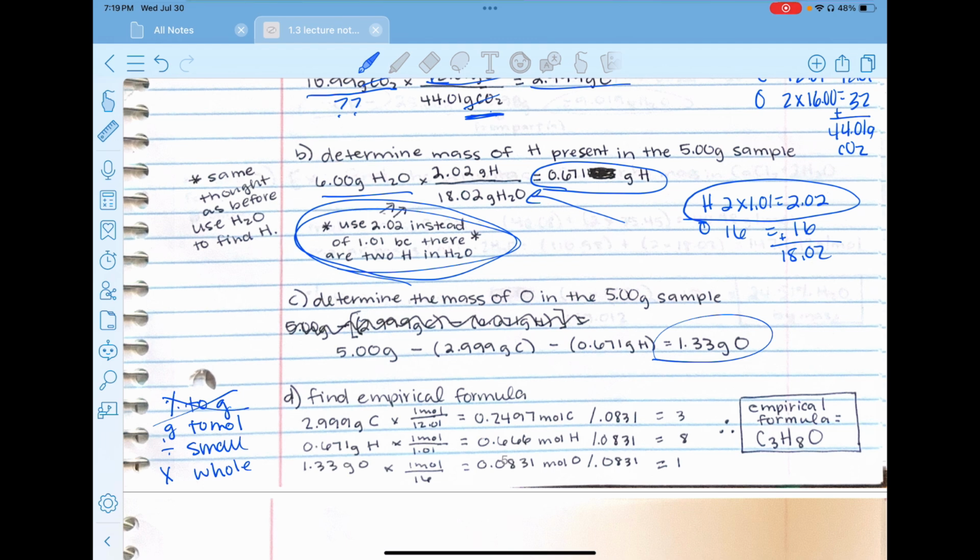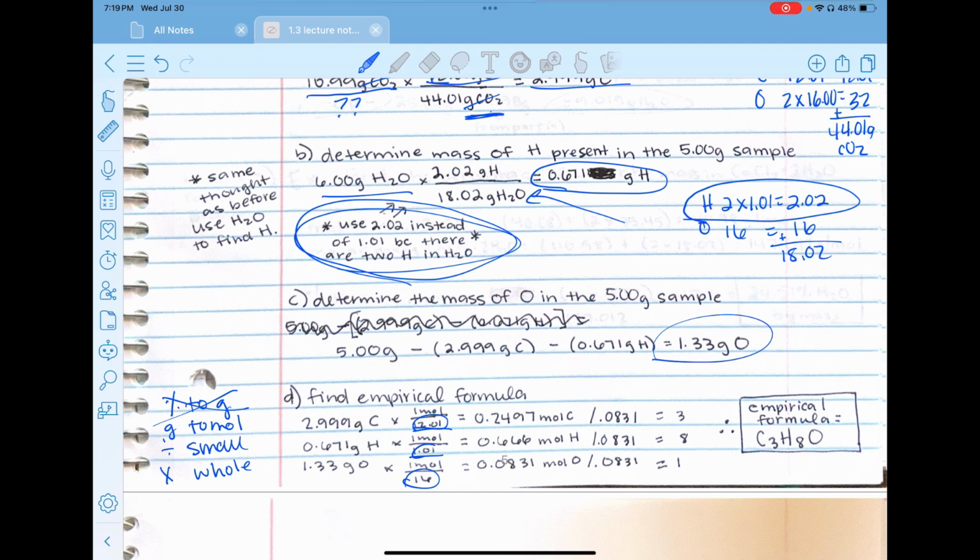Okay. So our 2.999 grams of carbon, we're going to divide that by 12.01 from the periodic table. We're going to do the same for hydrogen, divide by 1.01 from the periodic table. And for our oxygen, we're dividing by 16 from the periodic table. And remember, when we're dealing with empirical formula, you always use 1 for each thing.